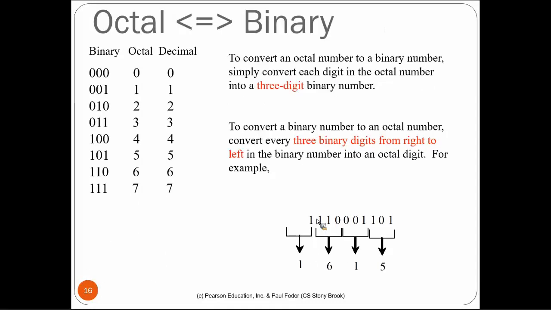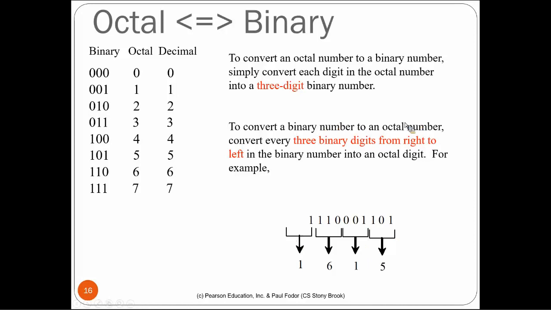Octal to binary is done similarly. Instead of grouping 4 digits, we group 3 digits. So every 3 digits starting from the right hand side corresponds to one octal digit. To convert an octal number to binary, we simply convert every octal digit into the corresponding 3 binary digits, like 5 into 101, 1 into 001, and so on.